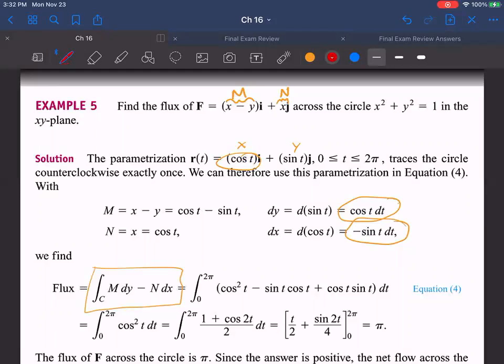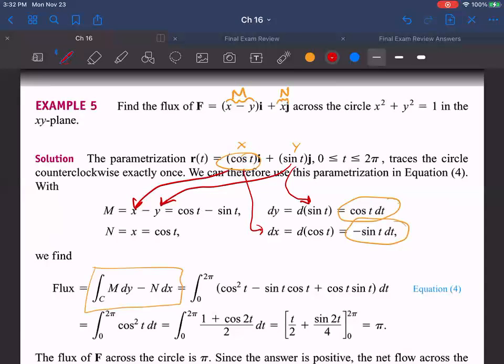And therefore, from that parameterization, we can get what M is. We have what M is and what N is from the function F. We can get what dy and dx are by doing the derivatives of those components. And we also substitute in, right? We substitute this in for x and this in for y here. And then we're doing these derivatives down here and the derivative up here to do that.